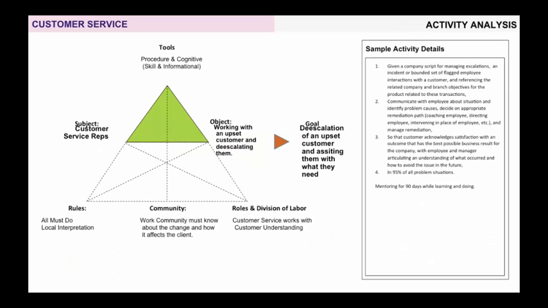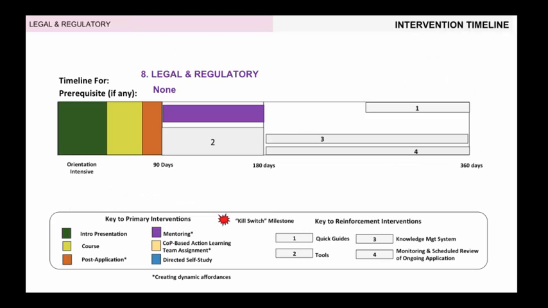As you can see from our AT, the ultimate goal here is to de-escalate an upset customer to make sure that they're happy. And again, this is open to local interpretation because the local branch managers will definitely know their customers better. Legal and regulatory is very intensive for the first 90 days.